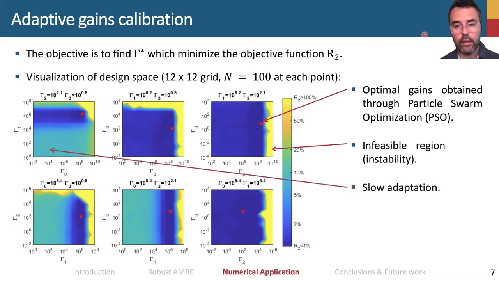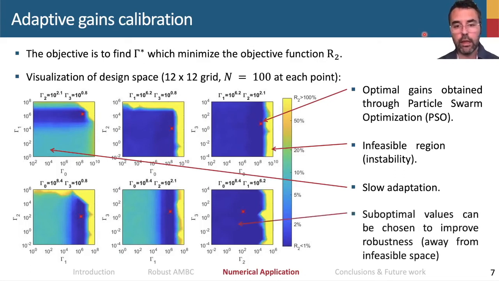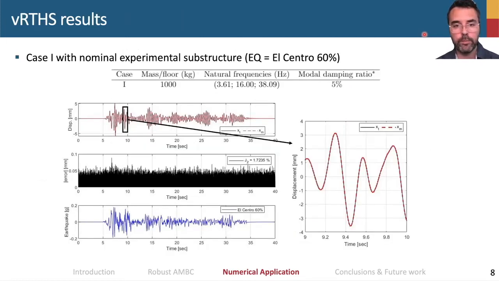The cyan regions are basically situations where we have slow adaptation, but it is stable, but still it's not an optimal performance for this kind of test. And the blue regions are basically suboptimal values that can be chosen to improve robustness if we have these values to be as far away from the infeasible space as possible.